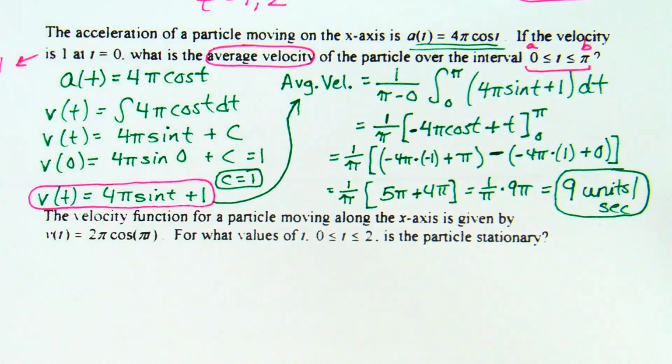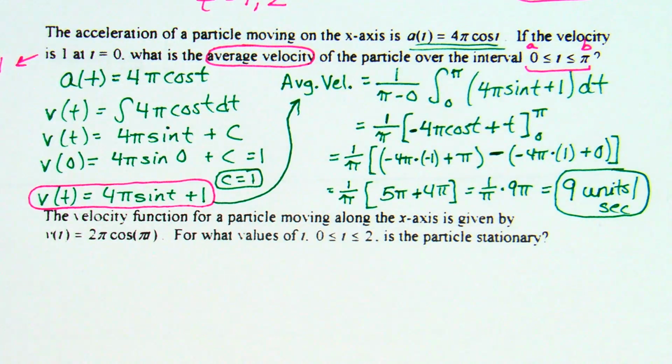Okay, example 4. The velocity function for a particle moving along the x-axis is given by v of t equals 2 pi cosine pi t. For what values of t from 0 to 2 is the particle stationary? So what does stationary mean? Distance equals 0? Velocity equals 0. The particle is stationary when it is stopped.